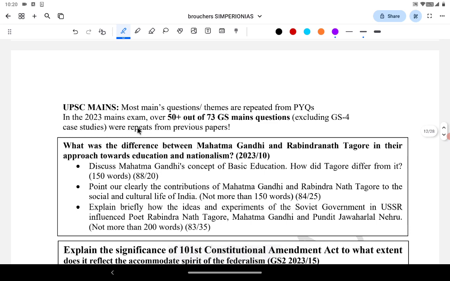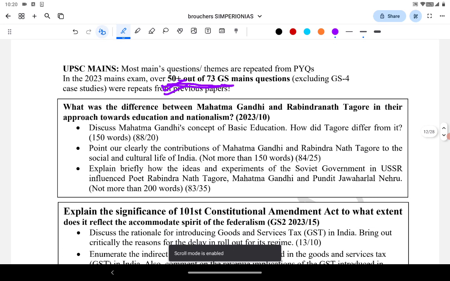In the 2023 Mains, 50 plus questions out of 73 GS questions, excluding the case studies, 13 questions from GS4 and 20 questions each from GS1, GS2, GS3, were partially or fully repeated from the PYQs. Okay, let's take the first question.